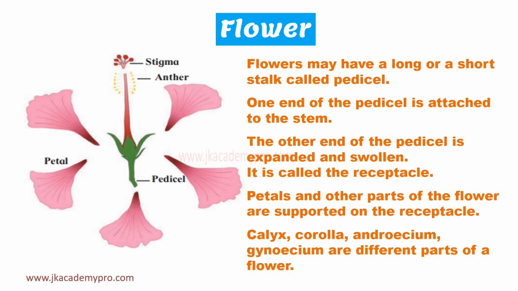So, that part is called the pedestal. One end of the pedestal is attached to the stem, and the other part of the pedestal is expanded or swollen. It is a little fat, a little expanded, and it is called the receptacle. Now, petals and other parts of the flower are supported on the receptacle. That is, all the other parts of the flower grow from this part. Now, calyx, corolla, androecium, and gynoecium are different parts of the flower which we will study in detail.